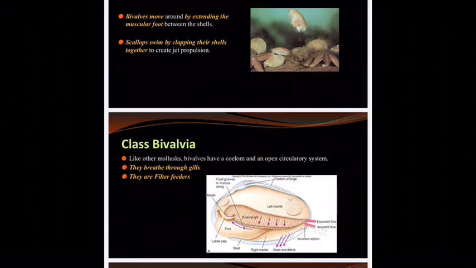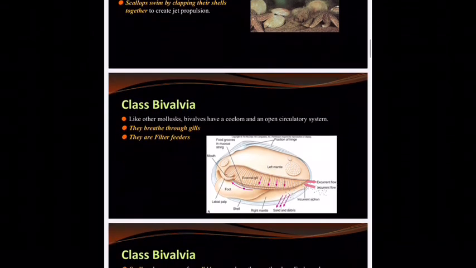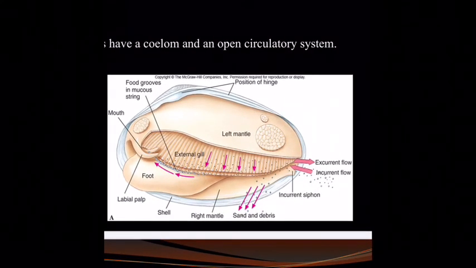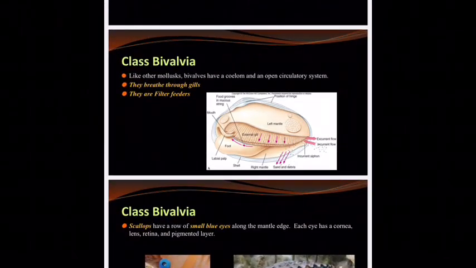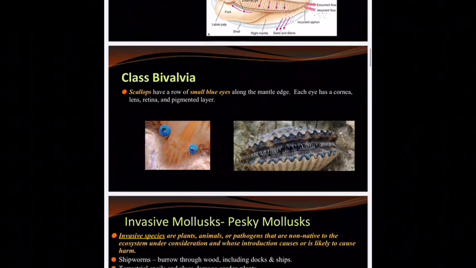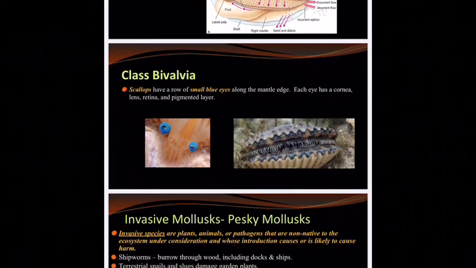All right, so they have the open circulatory system, they breathe through gills, and they are filter feeders. You can see where the water comes in through the incurrent, goes through the gills, and then back out the excurrent. And it's taking out sand and debris, and it's also taking out food up here. It's kind of amazing. It's quite economical.